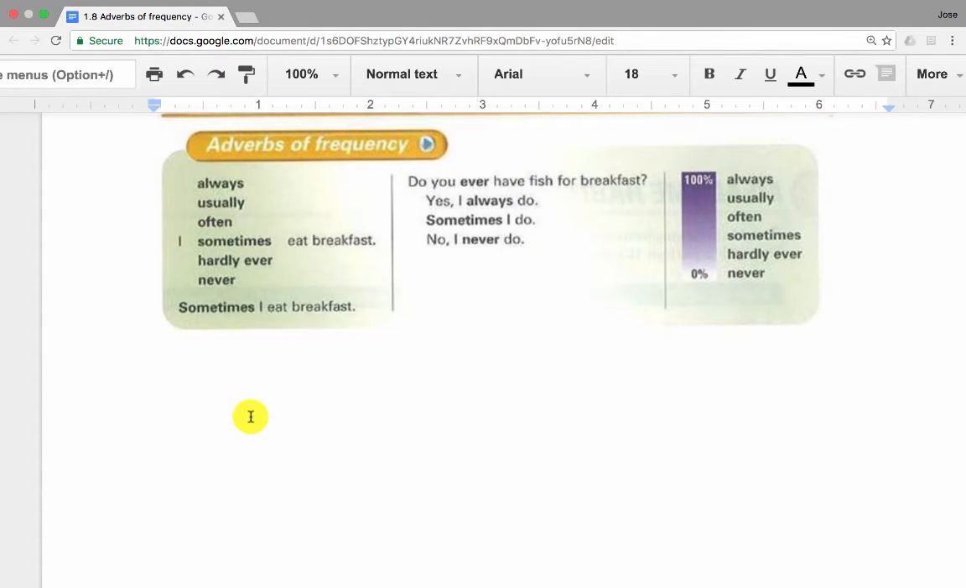Next, I would like to explain how to use them and in which order to use them. Typically, we will use adverbs of frequency after the pronoun or subject. We can follow this formula: subject plus adverb of frequency plus the verb plus some kind of complement. Let's analyze a couple of examples.